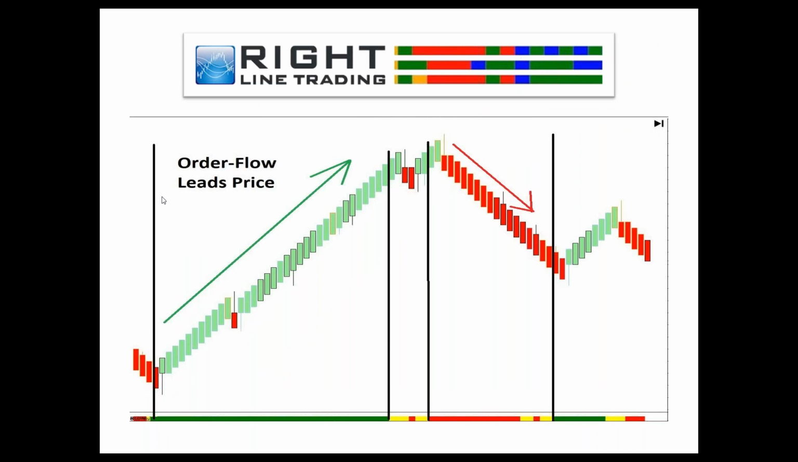Same thing here. Order flow leads price. You see that happening over and over again. This green line is an absolute direction you must trade. And it's going to create that turn before price does, and up you go. Yellow, you stay away from the market. When the line is red, short, and when the line is green, long.